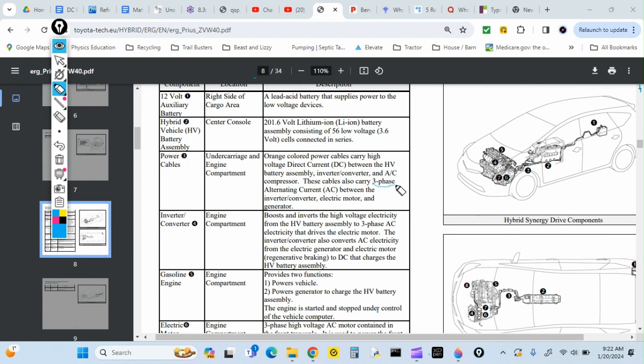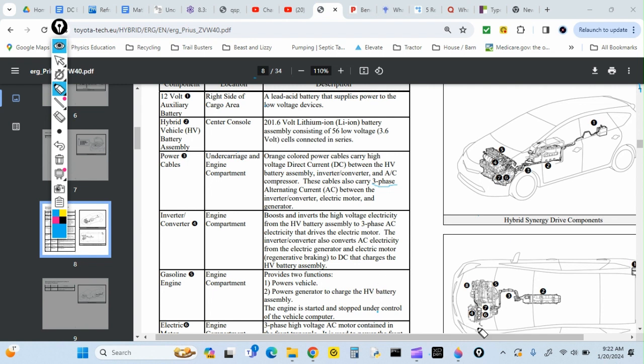What does three phase mean? What is three phase, and why is that important in a car? Boosts and inverts three phase. Okay, engine compartment boosts and inverts high voltage battery. Let's see. The inverter also converts AC electricity from the electric generator. Oh, converts AC electricity from the generator to probably DC voltage. And also an electric motor regenerative braking. That means you can actually use the power of the car when you're slowing down to help charge the battery. And let's see, gasoline engine, that's nothing electrical.